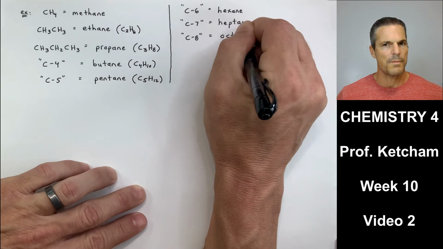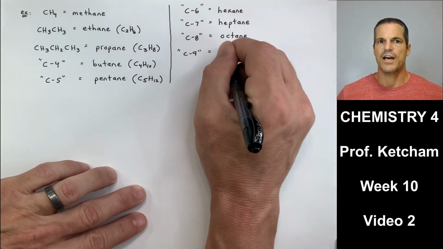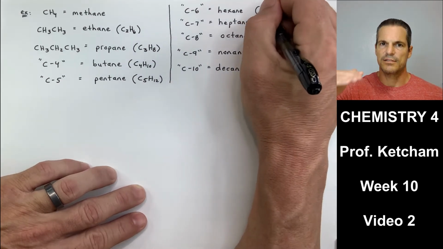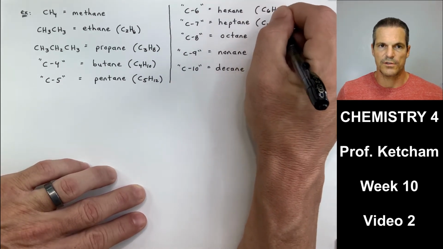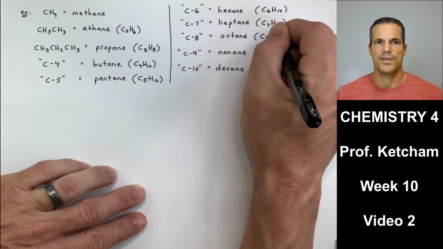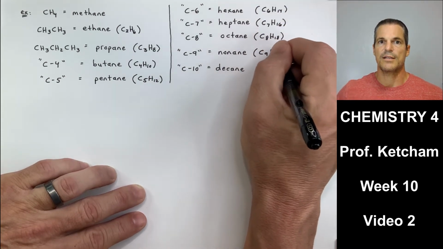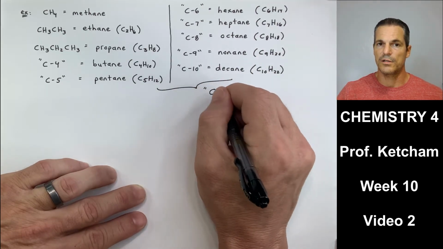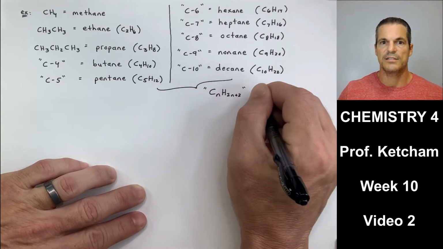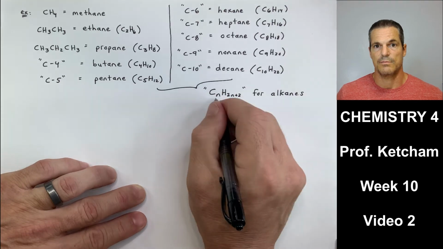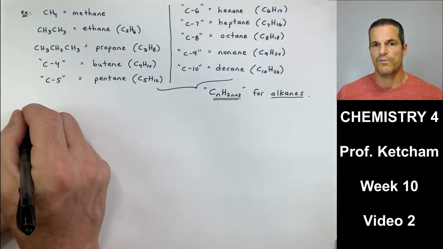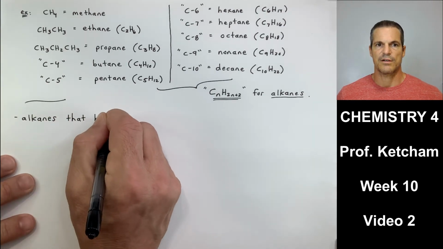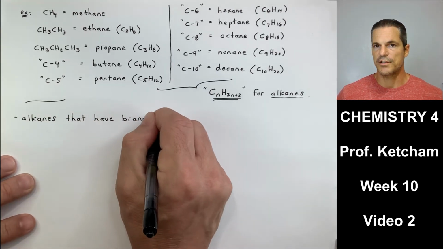There's a general formula going on here. Okay, C5 pentane, C6 hexane, heptane, octane, nonane, decane. You want to learn those 10 words: methane, ethane, propane, butane, pentane, hexane, heptane, octane, nonane, decane. You want to learn those because the alkenes and the alkynes and everything else is based on those names, right? Then there is a general formula, CnH2n plus 2, represents alkanes.